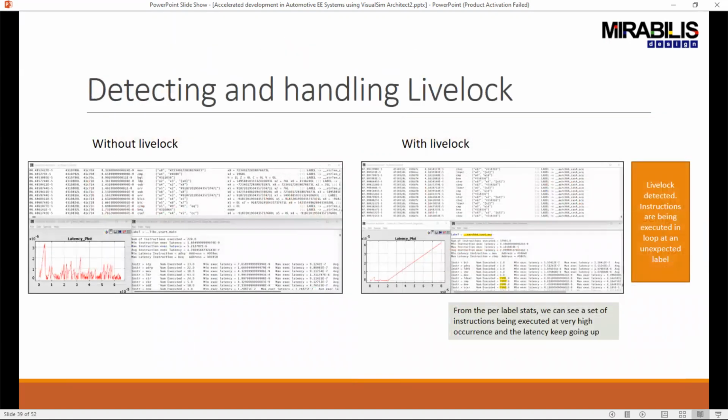Now we look at the detection and handling of livelocks. So here we are running the software code on the hardware, and we could see that the instructions are being executed in a loop. So these can be identified with the help of the debug messages that are being displayed during the simulation.